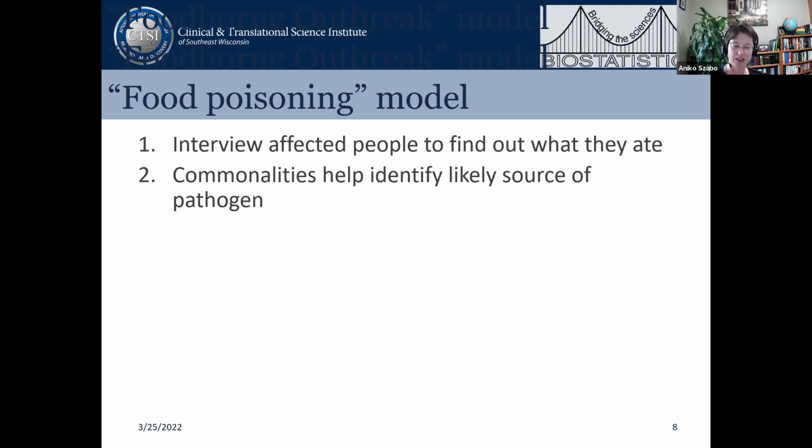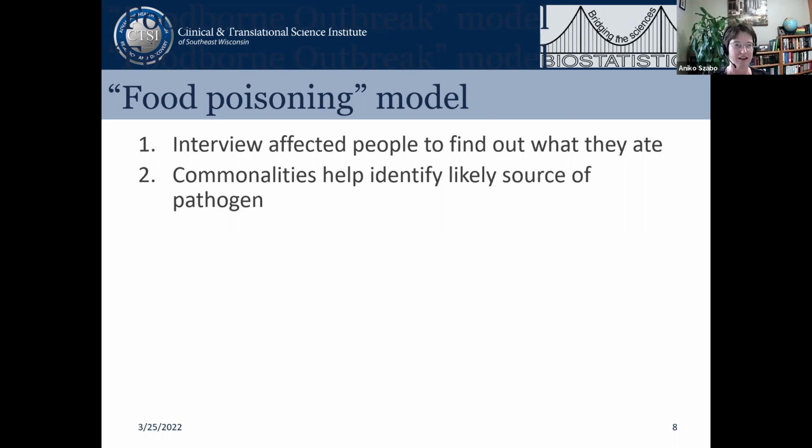So imagine there is an outbreak of food poisoning, and the health department or the CDC or whoever comes out and wants to study, well, what are the risk factors for this event? What causes this food poisoning? Well, they find people who were affected, find out what they ate, where they ate, whatever. And then once they find something, oh, everybody ate the same thing, that must have been the cause, right? So the commonalities will identify the likely source of the pathogen.